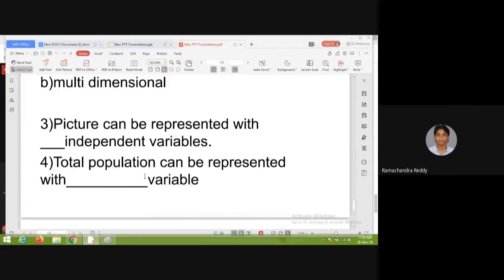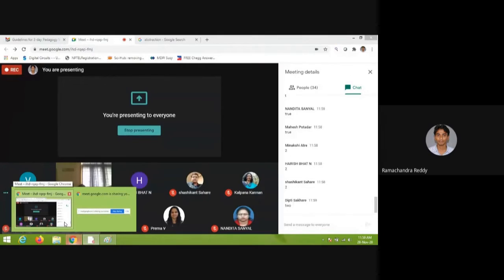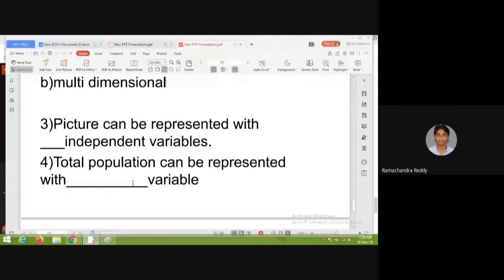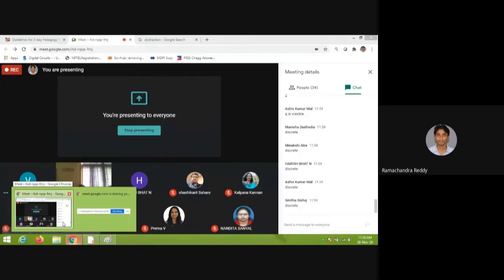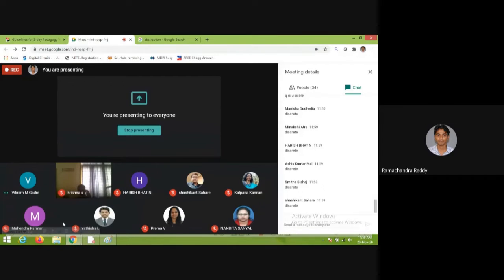Next question: a monochromatic picture is a function of how many independent variables? Two. Good. And the last question: the total population can be represented with a continuous variable or a discrete variable. Discrete, good. So this is the essence regarding the discrete time signal.